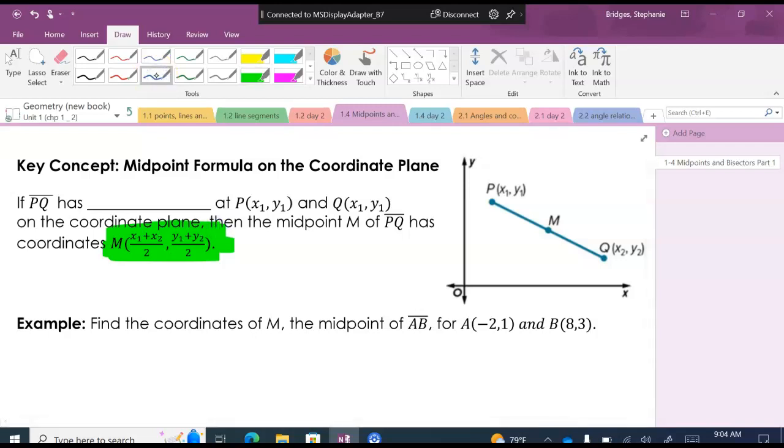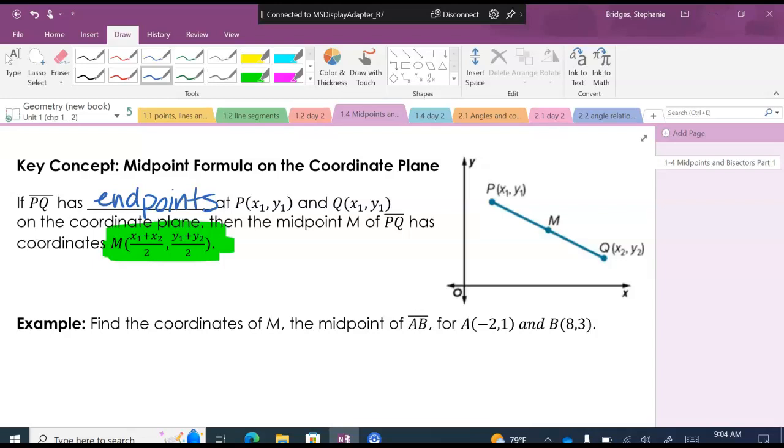And PQ has endpoints. I forgot to fill that in, sorry. It had endpoints at P and Q, and then to find the midpoint, we use that formula. So that is all right there on your paper. You don't need to copy down what I wrote. It's right there for you.